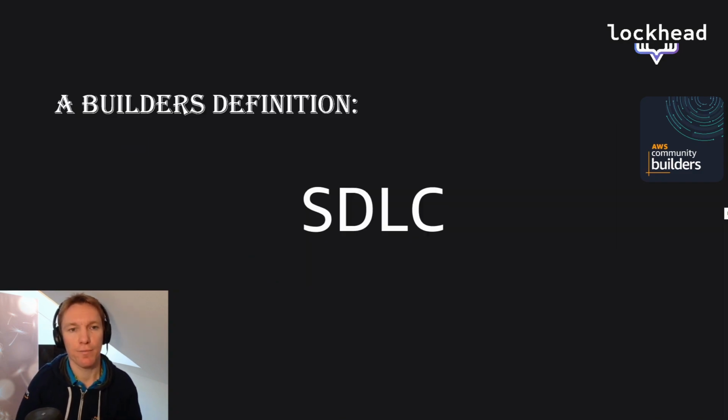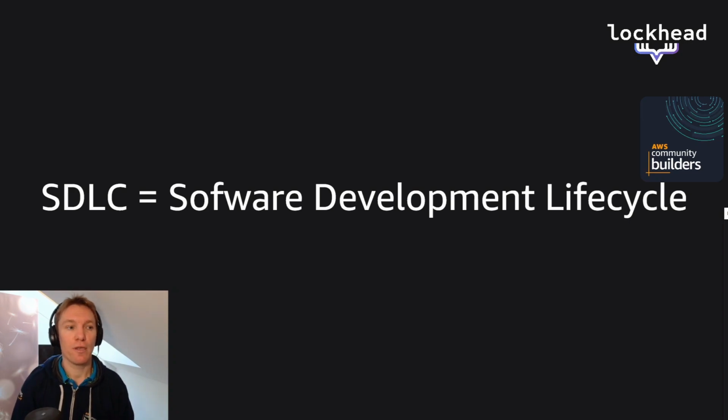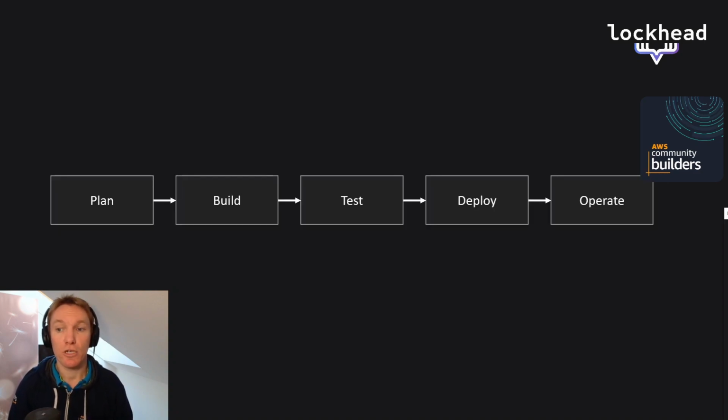What is an SDLC? SDLC is an acronym for Software Development Lifecycle. The idea of this is that the software development lifecycle will cover all aspects of creating any kind of software. This usually starts with having an idea, planning for it, building it, testing it, deploying it, and later also operating it. This can vary based on the type of software or the type of application that you're trying to build.